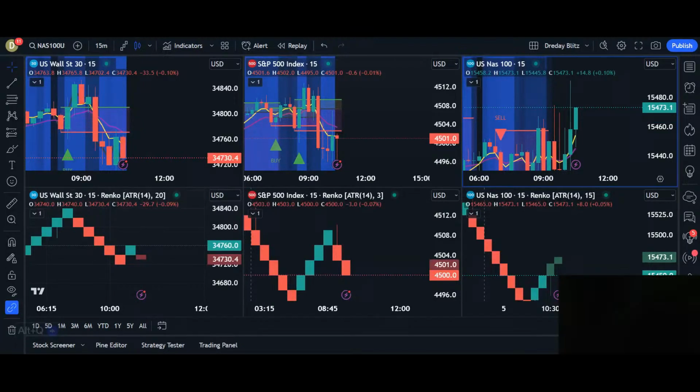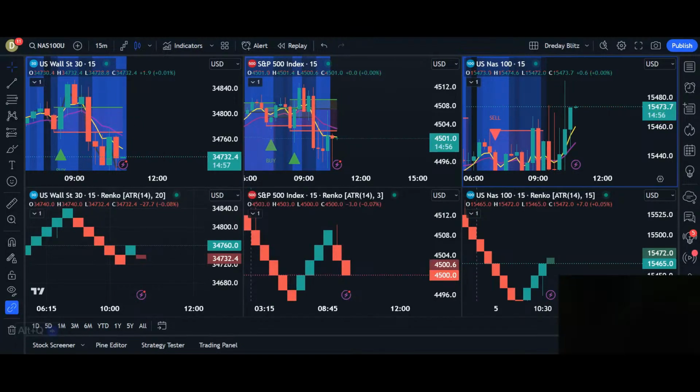10:45, let's see. We still have good volume on US 30. NAS 100 still has no volume in the back, but it's still pushing up. And S&P 500 is still looking bearish on the Renko bars, but it's still ranging currently.